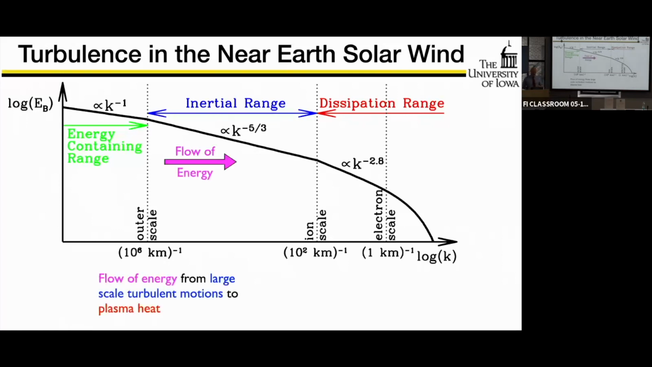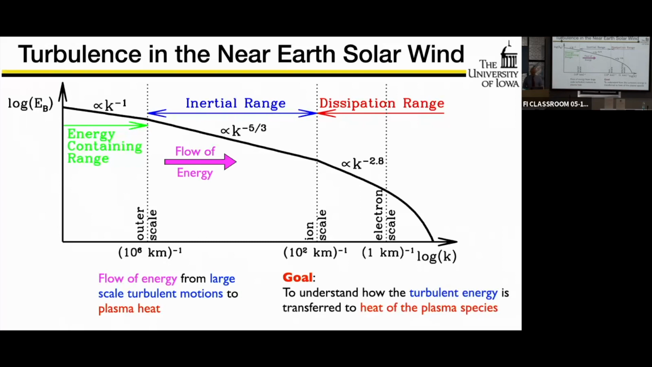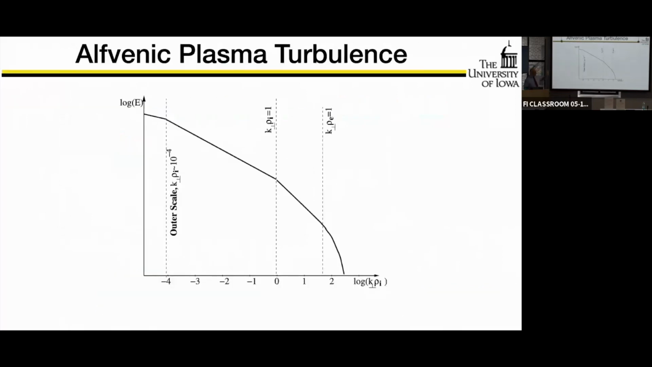So what we want to do is understand this flow of energy from these large scale turbulent motions down to small scales where they can be converted to plasma heat. And we want to understand how that turbulent energy is transferred into heat of the plasma species. So to give you a little bit of a cartoon of how this works that's a little bit more dynamic, here we have a system, and I'm now going to normalize my magnetic energy spectrum by the ion Larmor radius scale. So this is the ion Larmor radius scale right there.